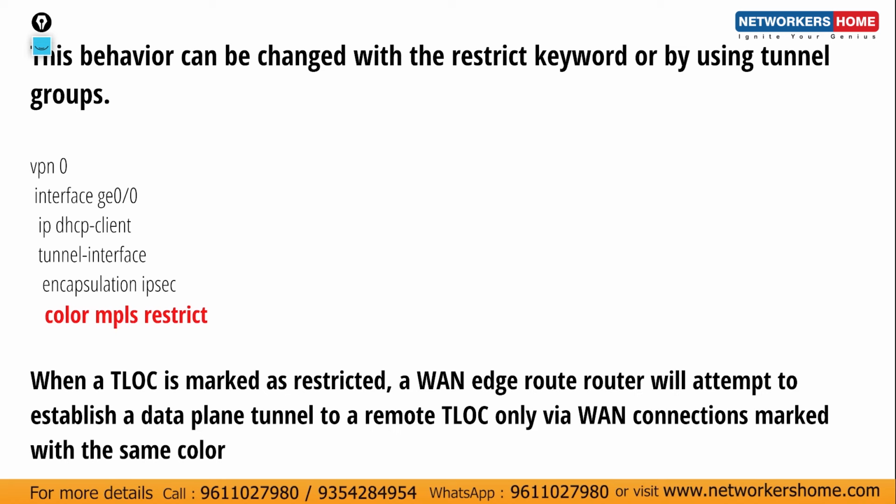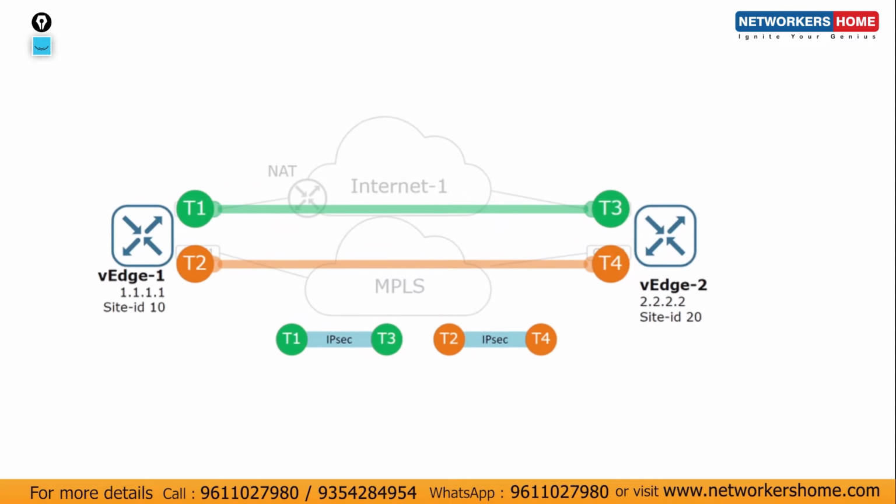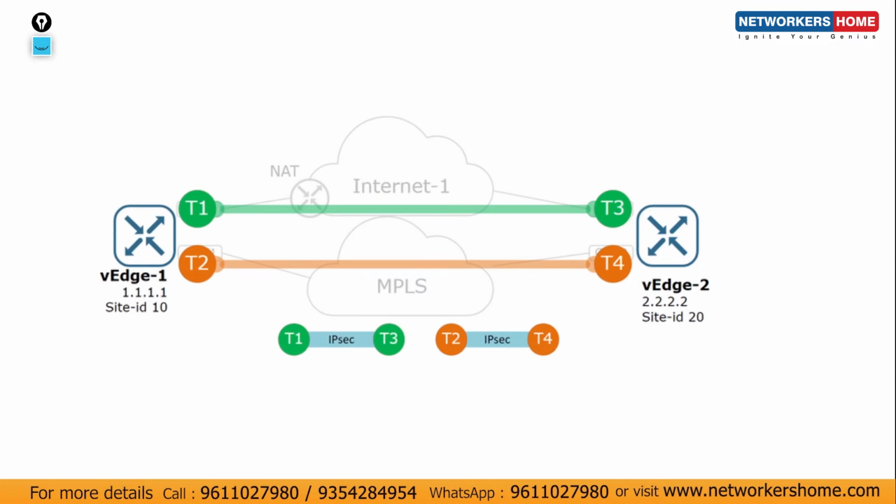So how do you configure that? You just have to go to the interface and give this color MPLS restrict on the transport interfaces, and as soon as you give the restrict option, you will have neighborship only to the certain color in individual devices. Now you see that once the restrict option is applied, you have T1 as the green color and that is internet, and the orange is basically the MPLS cloud.